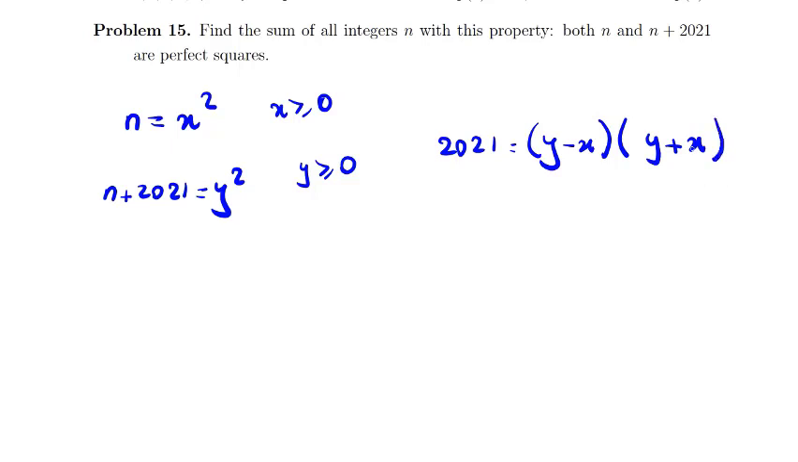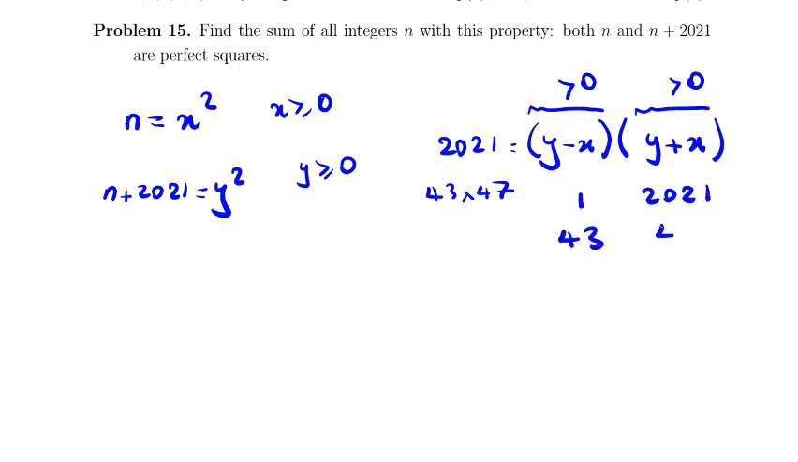Because both of them are greater than or equal to 0, y plus x is not 0, because if it is 0, the product will be 0. So because the product is positive, y minus x should also be positive. Now, 2021 is 43 times 47. So if we want to consider the cases, we can say y minus x is less than or equal to y plus x, because x is at least 0. So we should consider 1 times 2021, and the next one 43 times 47.